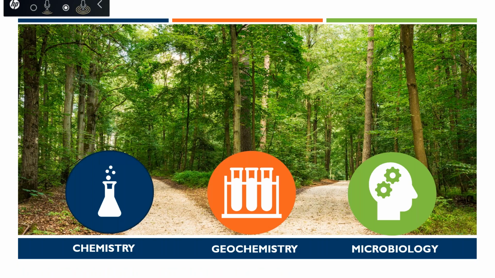So as Kate mentioned at the beginning, when you come to an intersection, you got to make a decision. Really looking at all the lines of evidence is really critical and important. So we want to measure the chemistry, the geochemistry, and the microbiology. So we're not making guesses. We're not inferring what's happening. We're actually measuring those numbers.